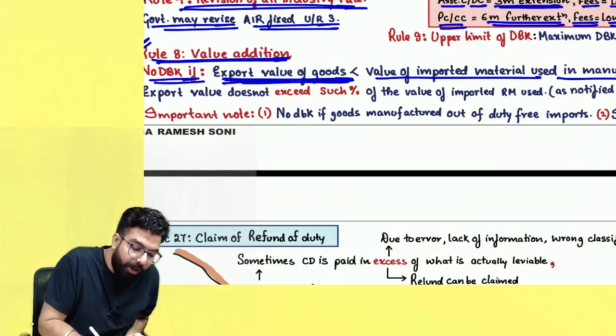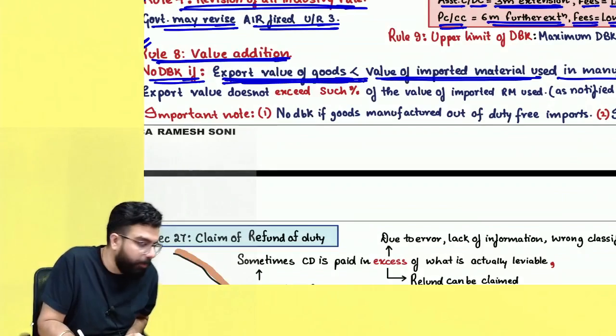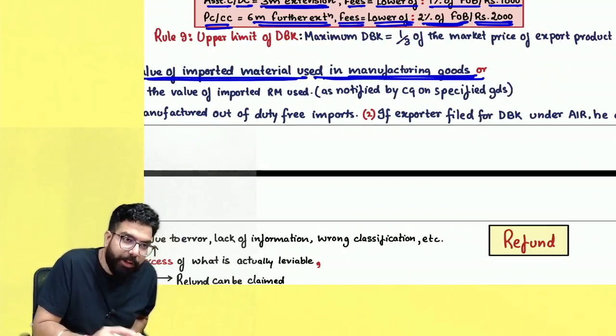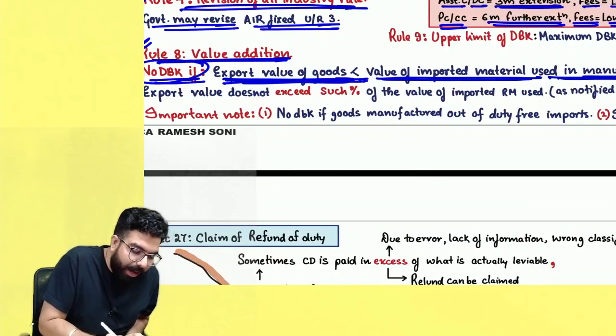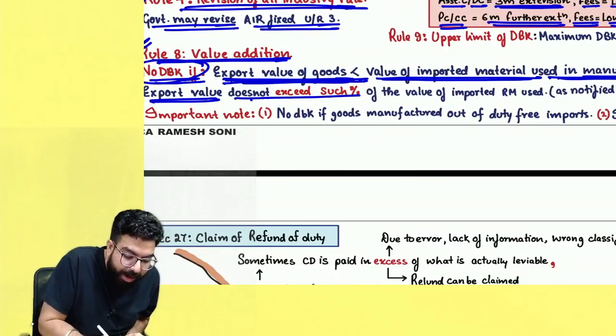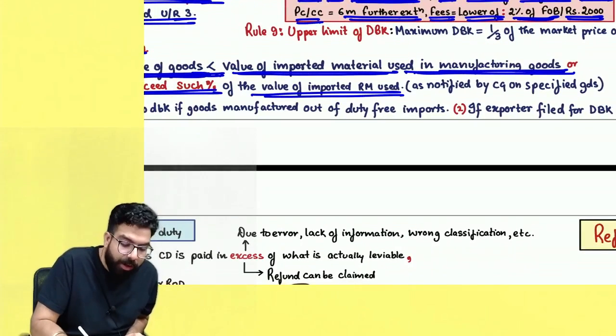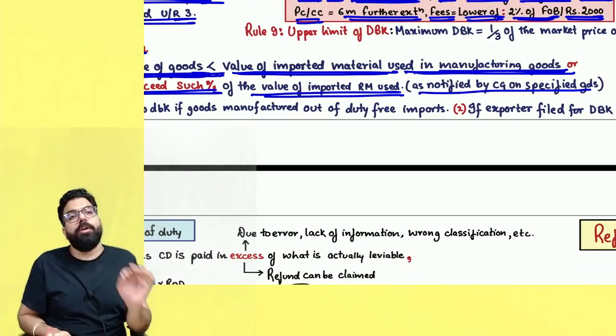Remember, if the export value of the goods is less than the value of imported material used in the manufacturing of goods, then you will not get any duty drawback. And sir, export value should also exceed such percentage of the value of imported material used, as notified by the central government on specified goods.